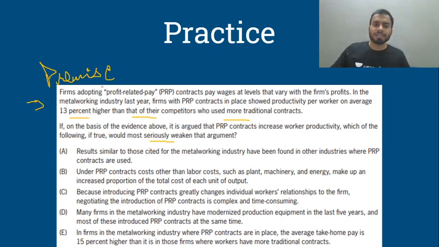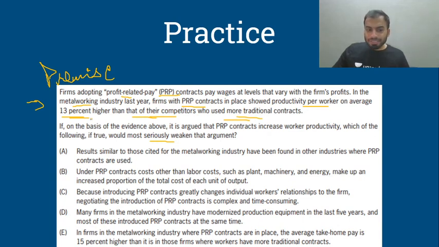The premise is that they're telling us what PRP contracts are, right? The profit related pay contract. So if the company is making a lot of profit, you will be getting paid a lot. If the company is not making as much profit, you won't be getting as much salary. Now they are saying in metalworking, PRP contracts are in place, and they showed that productivity per worker on average was 13% higher than some of the competition that don't use PRP contracts.